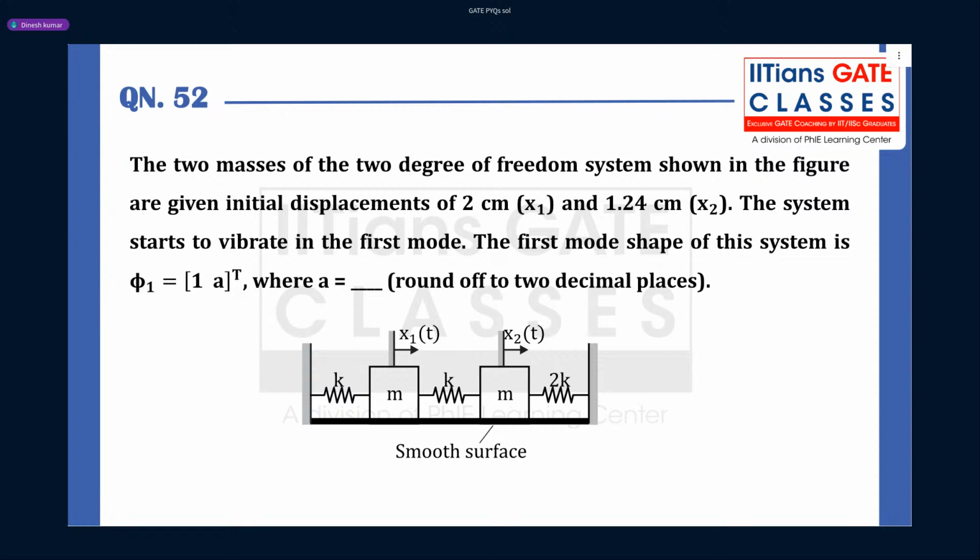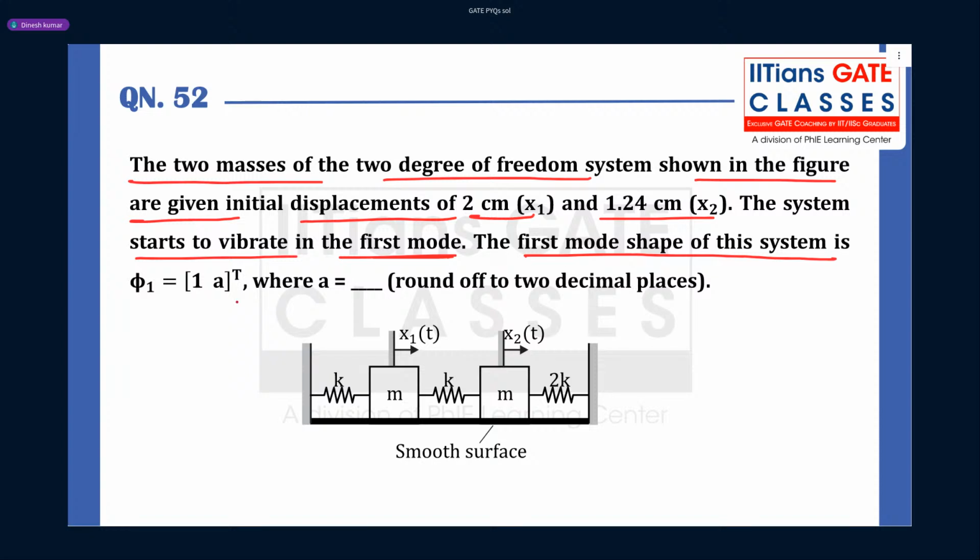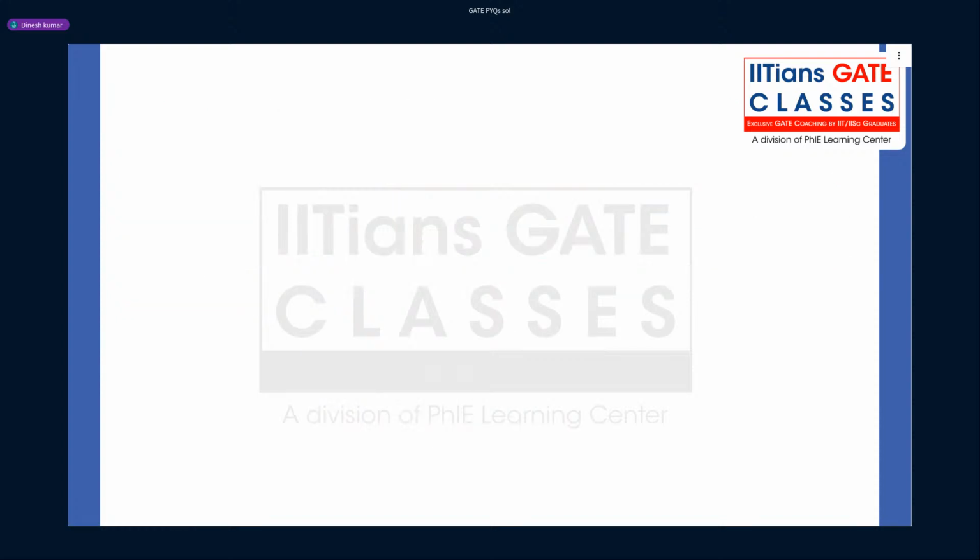See the last question. What does it say? Read the question. It's again a simple question from 2 degree of freedom. The two masses of the 2 degree of freedom system shown in the figure are given initial displacement 2 centimeter for mass m1 and 1.24 centimeter for mass m2. The system starts to vibrate in the first mode. The first mode shape of this system is given by phi 1 equal to [1 a] transpose. So what is the a value? Now the system is vibrating only in first mode.